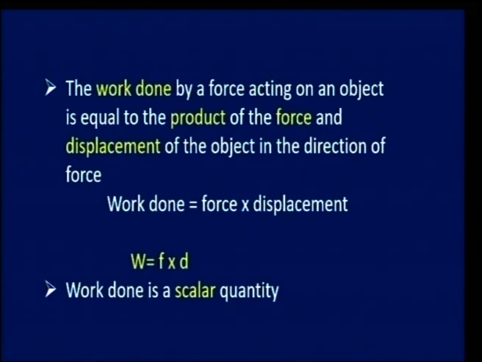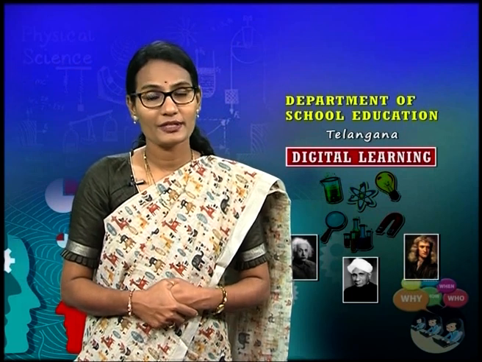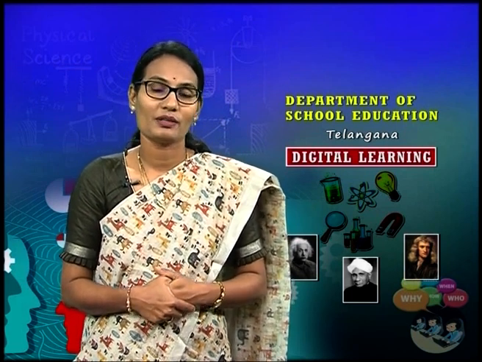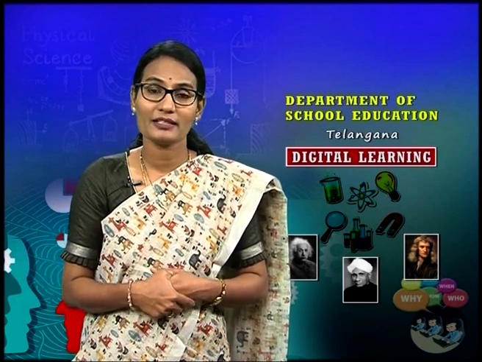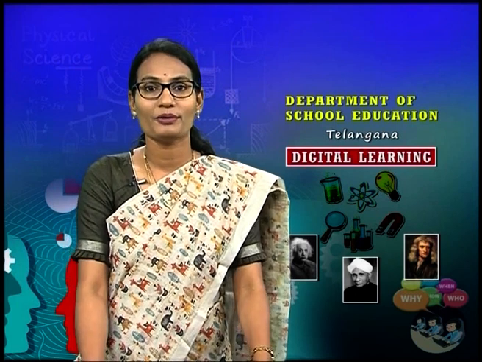Children, work done is a scalar quantity. This is a very important equation children, that is W = F × d. You have to note down. As work done is a physical quantity, it has units. Like how the mass, time, velocity, force, and displacement have units, like that the work done also has units.